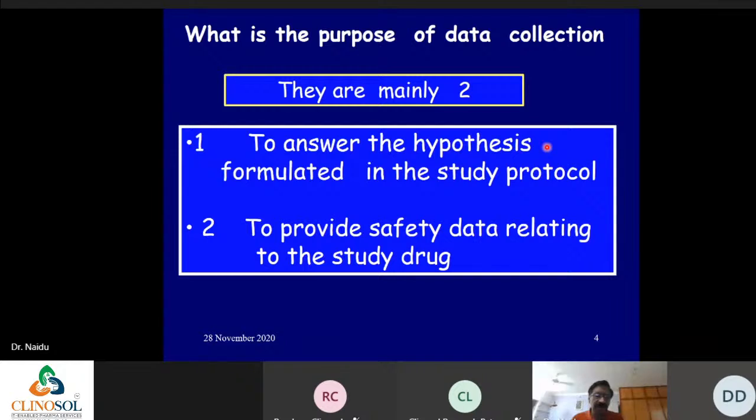The second one, which is probably the most important thing as far as the regulator is concerned, is safety. Whatever data you have recorded, what about the safety issue? Whether some problem appeared during the clinical trial, some ADR has happened, or something went wrong. So these are the two main reasons why we record the data into the case record form: one is safety and the other is to answer our hypothesis.